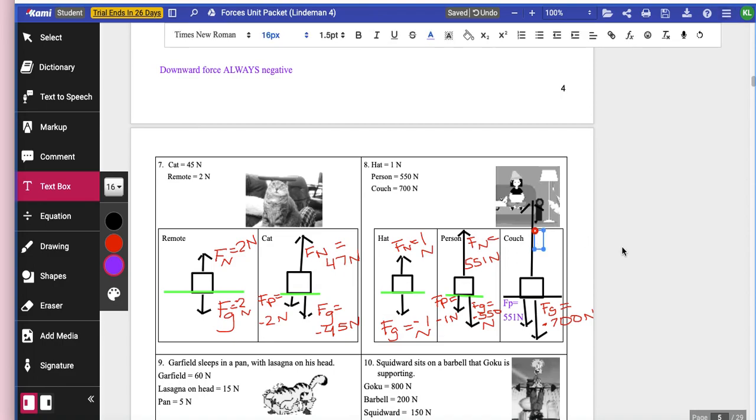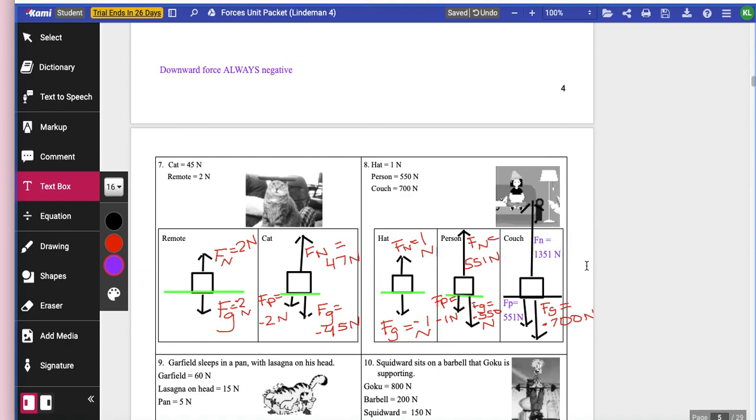Then the normal force is going to equal the sum of those two at the bottom. So 700 plus 551, 1351 newtons. Are we starting to see the pattern here?